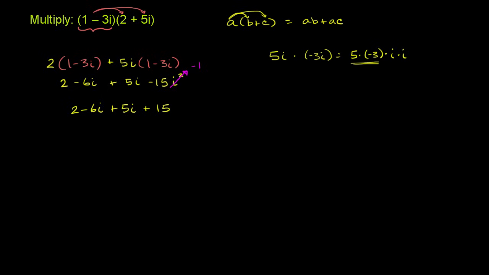Now we can add the real parts. We have a 2 and a positive 15, so 2 plus 15. And we can add the imaginary parts. We have negative 6i, and then we have plus 5i. And 2 plus 15 is 17. If I have negative 6 of something plus 5 of that something, what do I have? If I have 5 of that something and I take 6 of that something away, then I have negative 1 of that something. Negative 6i plus 5i is negative 1i, or I could just say minus i. So in this way, I just multiplied these two complex numbers.